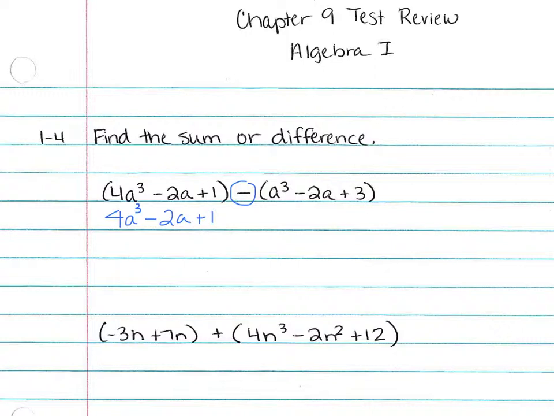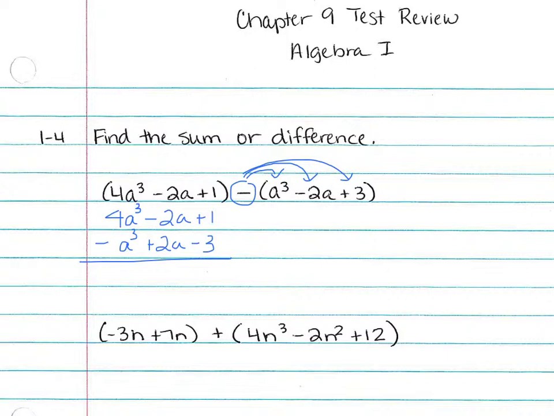When we write the second one out, though, we're going to have to change all of the signs of what's in the parentheses. So the a cubed becomes a minus a cubed. The minus 2a becomes a plus 2a. And the plus 3 becomes a minus 3. We then put them together.